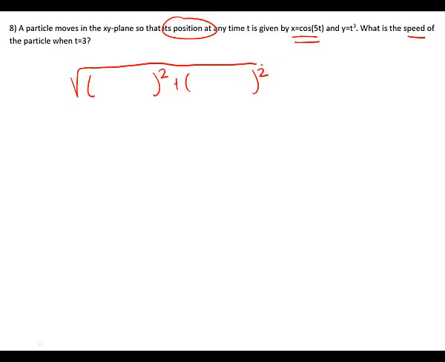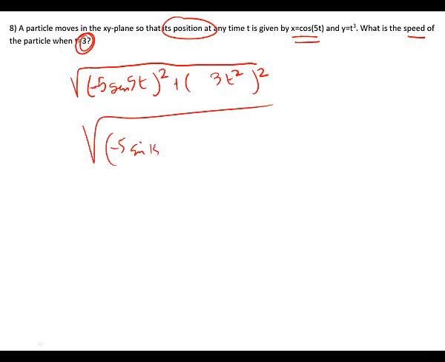So what's the derivative of the x component? Negative sine 5t, right? Because we've got a chain rule. The derivative of cosine is negative sine. All right, what's the derivative of the y component? 3t squared. Good. All right, what are you supposed to plug in? 3. So negative 5 sine of 15. Do not use degrees on that one.